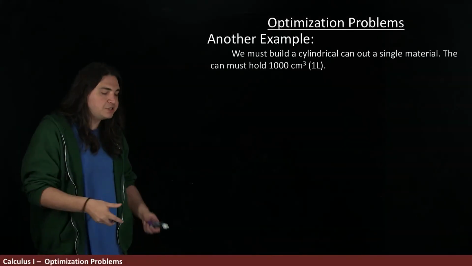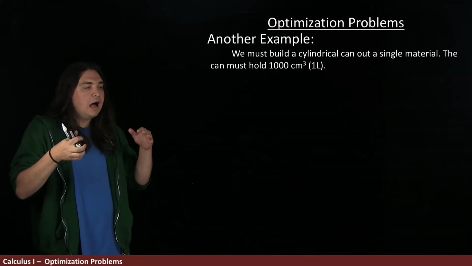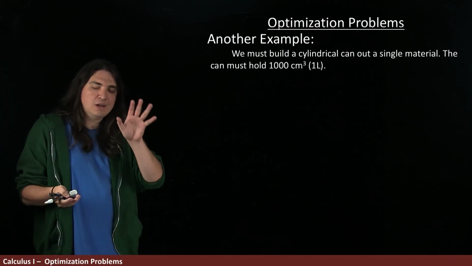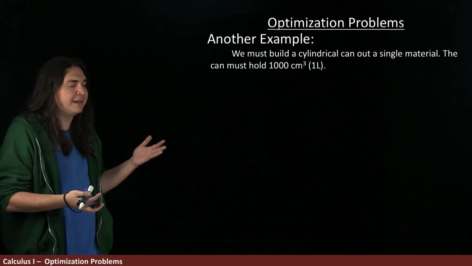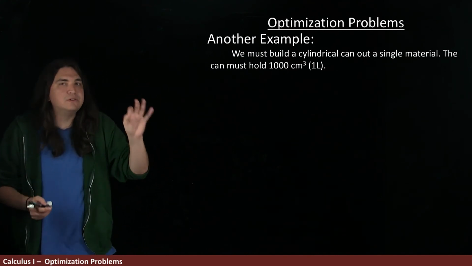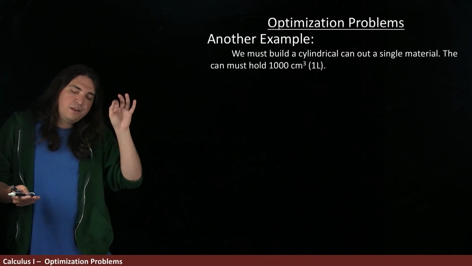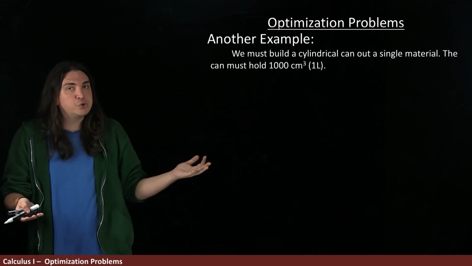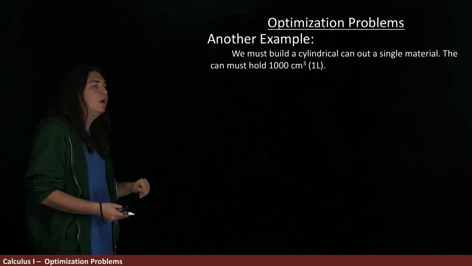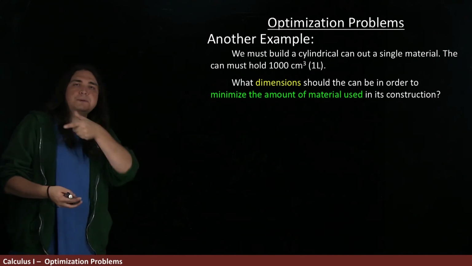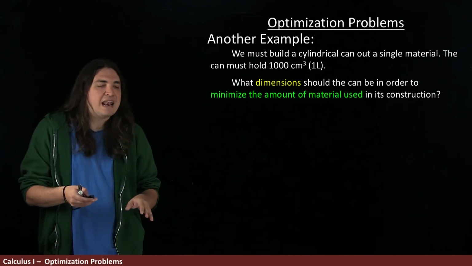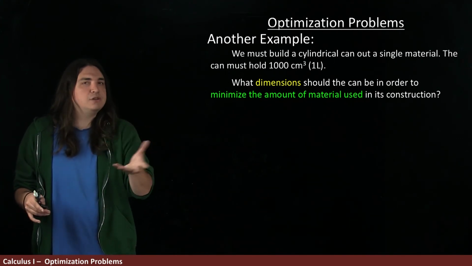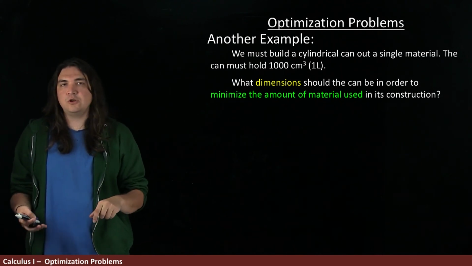All right, so let's deal with something a little more complicated. Let's say we want to build a cylindrical can out of one single material, probably like aluminum or something, I don't know. And we need to build this can so that it holds 1,000 cubic centimeters, which, by the way, is also a liter, but I'm going to keep it as cubic centimeters. And I want to find what dimensions I need to build this can so that I absolutely minimize the amount of material I need to use to actually create a can that can hold 1,000 cubic centimeters.